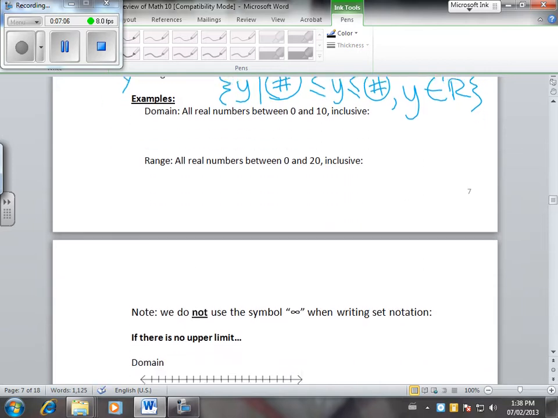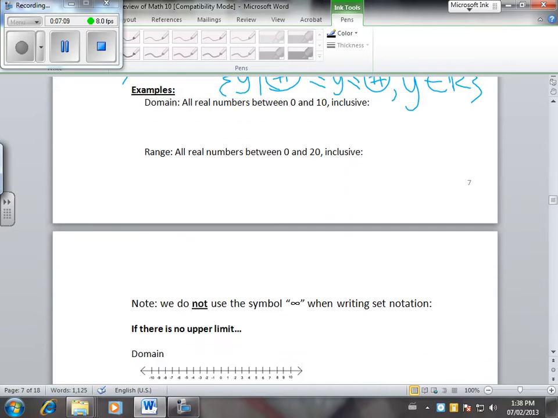So let's do this one. Domain. Again, this is x, and this is y. All real numbers between 0 and 10 inclusive. Inclusive is going to tell us which sign to use for the inequalities. All real numbers, that's telling us about R. And here's our lower and upper limit.